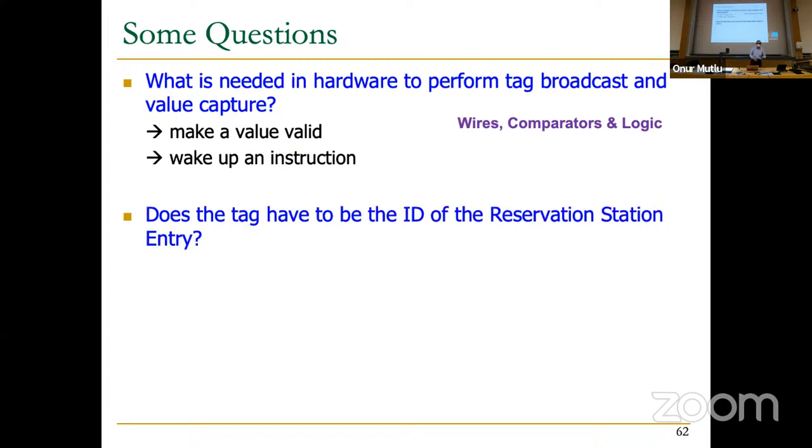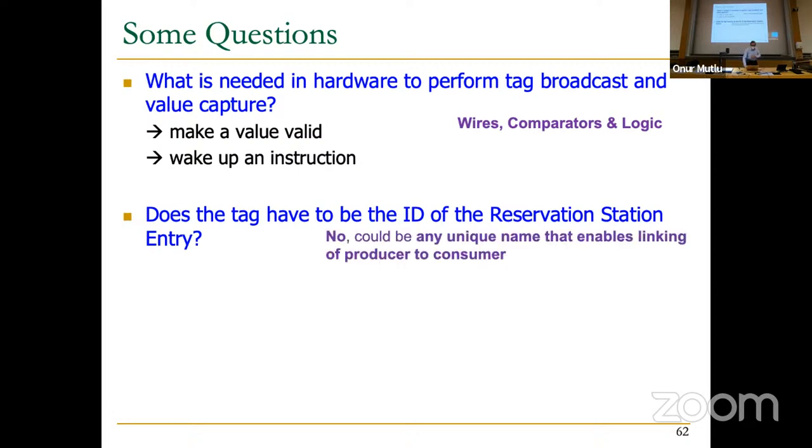Does the tag have to be the ID of the reservation station? And I'm kind of giving you the answer also. Anybody? Can the tag be something else? I would say yes. Who says yes? Who says no? Okay, who doesn't care? Basically, the tag does not have to be the reservation station name. The only thing you care about is linking the producer and the consumer and not losing that linkage and the value. So it could be any unique name that enables linking of the producer to the consumer. As we will see, it could be a physical register file entry in a little bit.